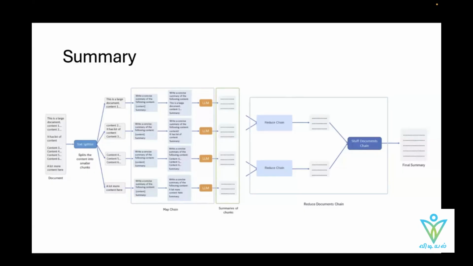So maybe in the first step, the first two summaries are combined. Similarly, the next two summaries are combined. And then finally, now we have two summaries, and those two are again combined to produce a final output. If the document is big enough, this will go on in multiple steps until the final summary is generated.